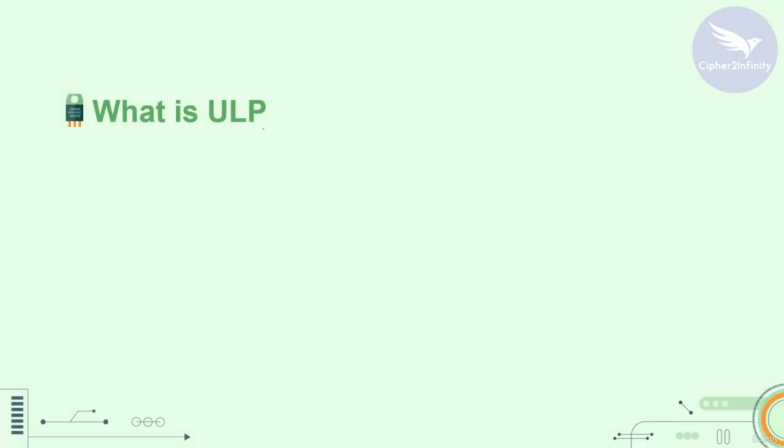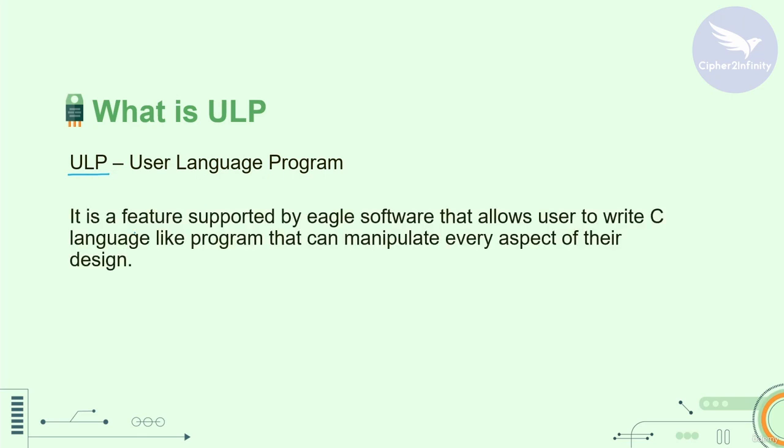So what is ULP? ULP actually stands for User Language Program, and it's basically a feature supported by Eagle software that allows the user to write C language like programs that can manipulate every aspect of their design. From this particular definition, we actually don't get much idea about what exactly ULP is. So I will explain in short what ULP is. ULPs are actually scripts, and if we run those scripts, then different operations will be performed on our layout or on our schematic.